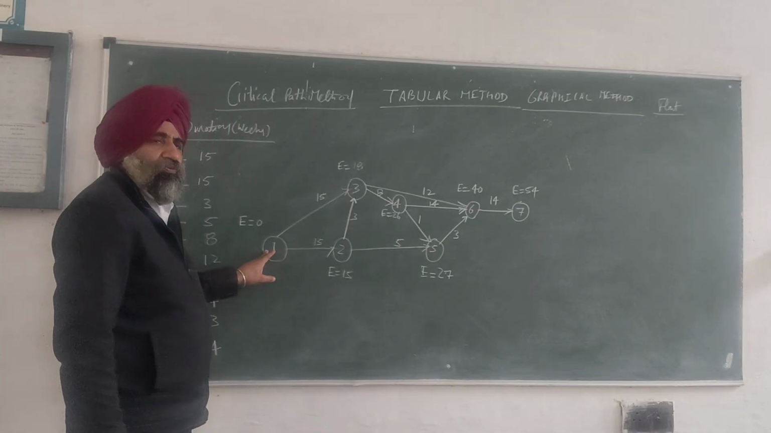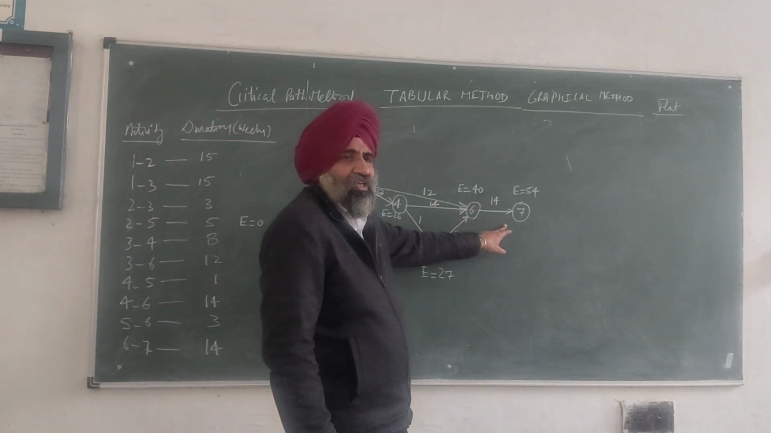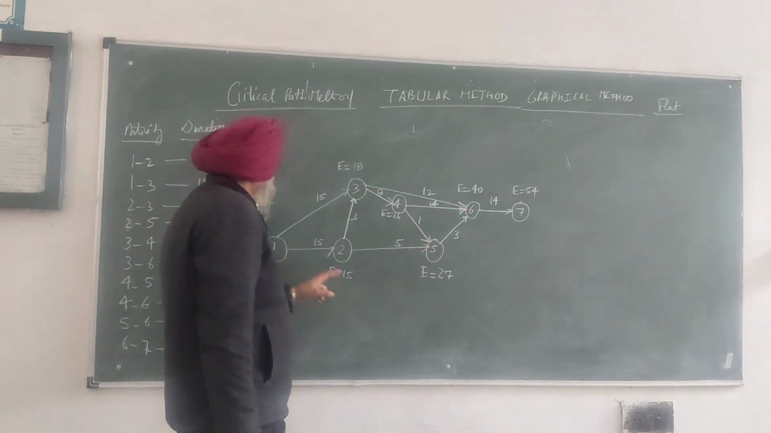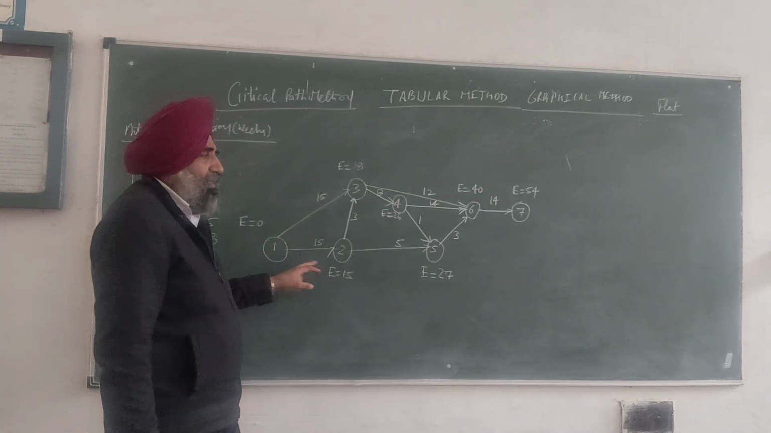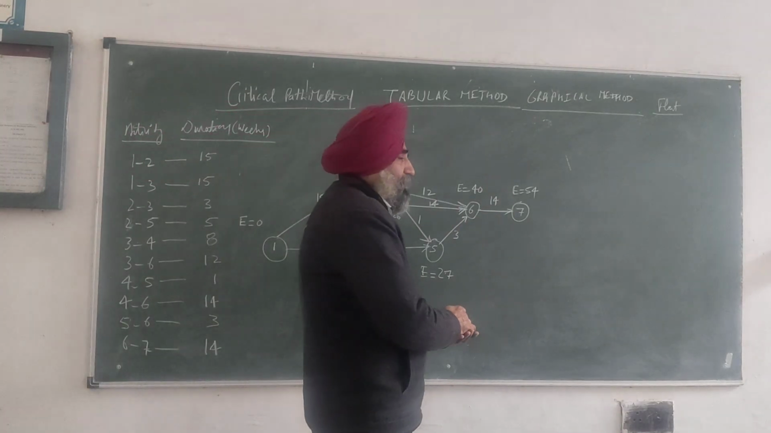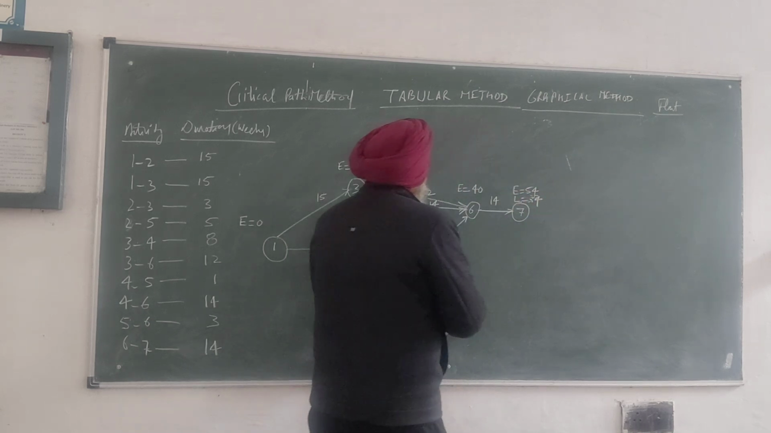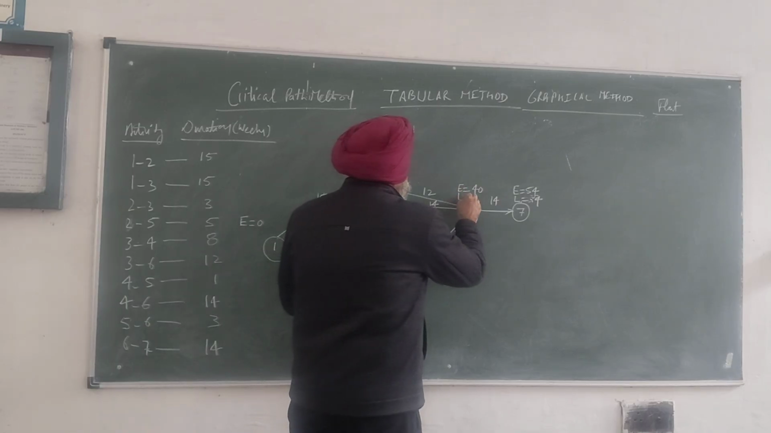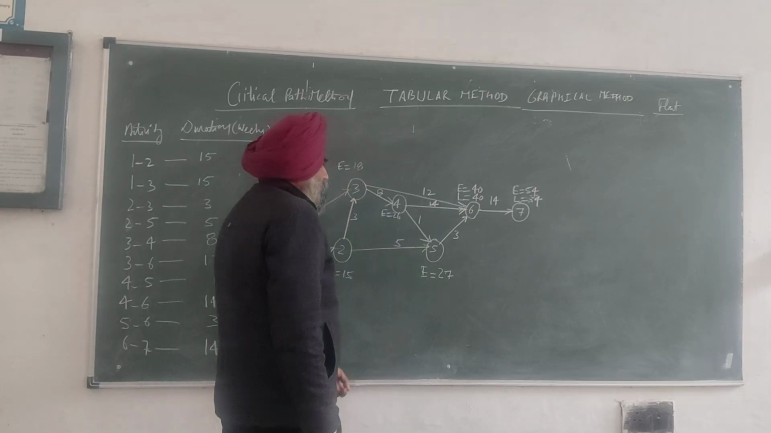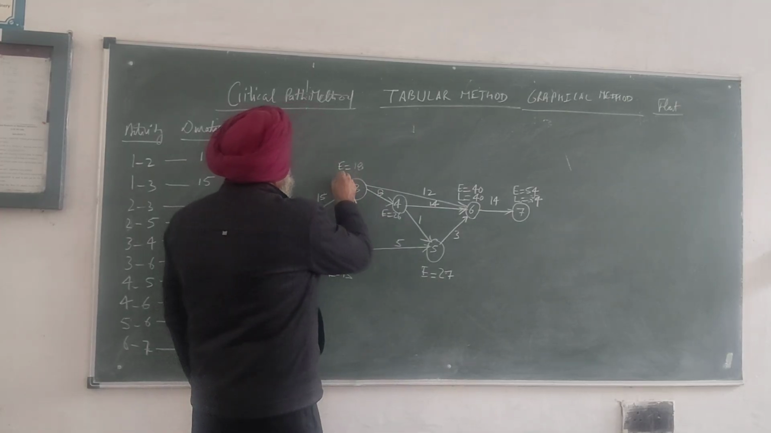If we start with node 1 and reach node 7, similarly, this is the latest finish time. This is 54. Start with 54. Here it is the difference of that one: 54 minus 14. This is 40.